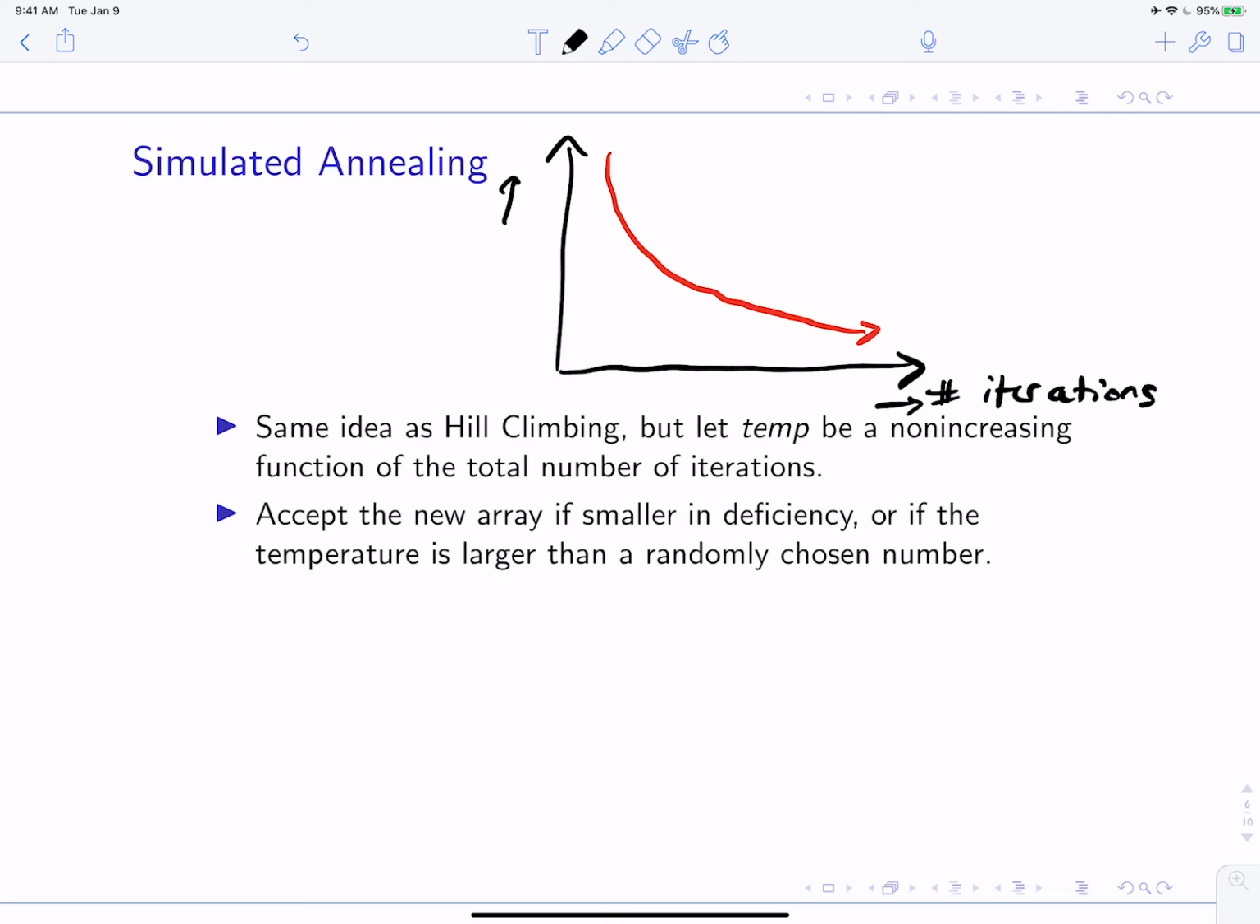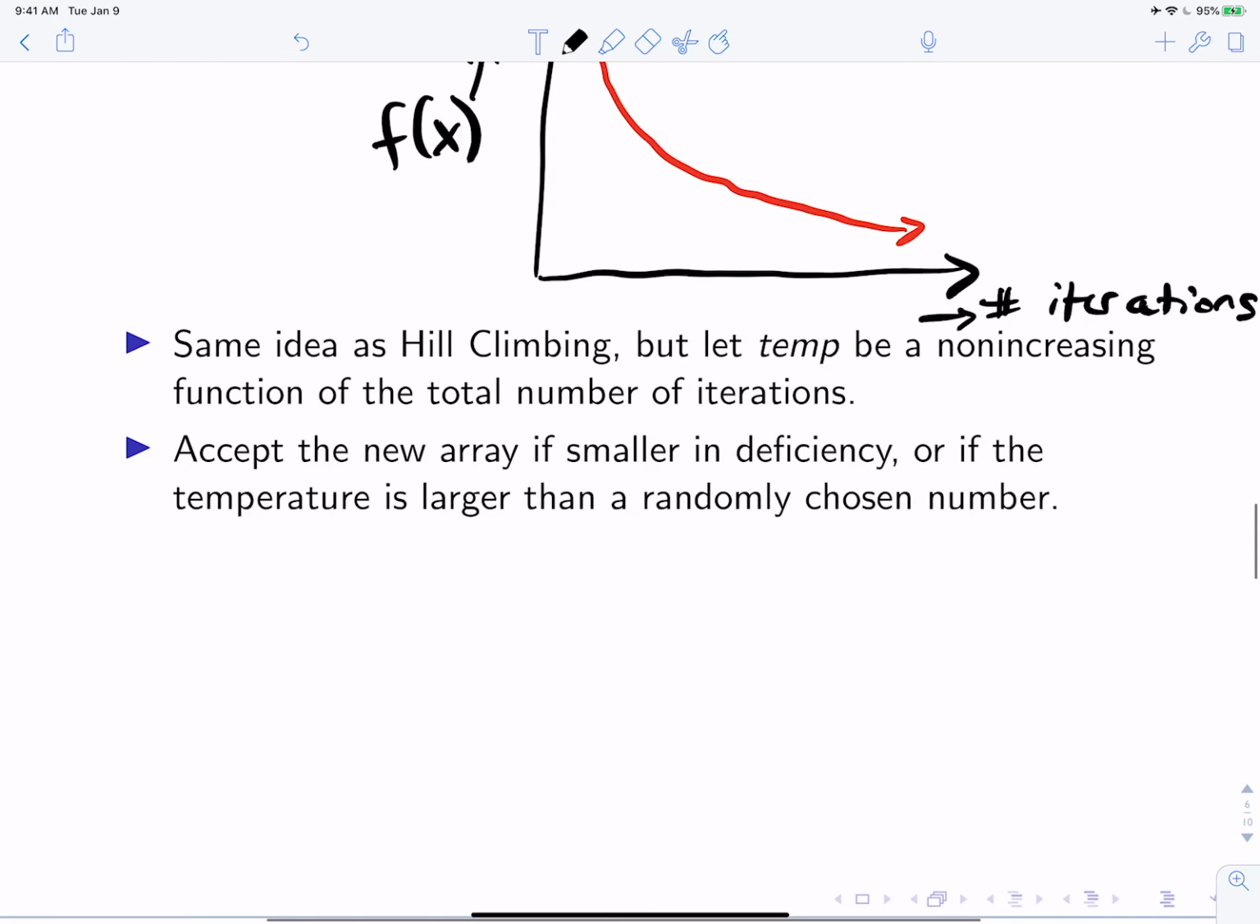And the vertical axis is the function f, so it's exactly the same as before. But here's the idea. What we're going to do is, if the deficiency improves, you always keep the change, always. But the thing is, what if the deficiency gets worse? So here's the idea. If the deficiency goes down, then we keep the new array, of course.